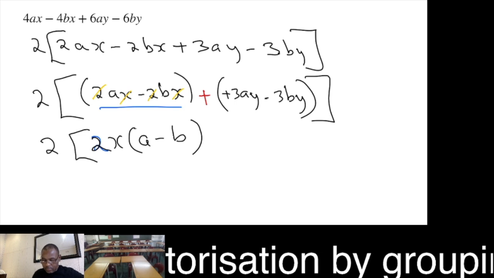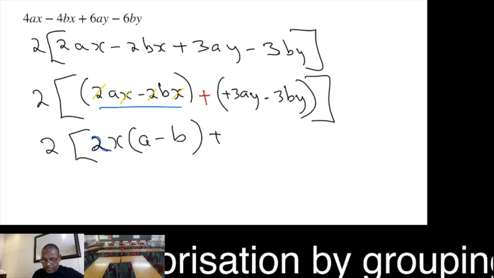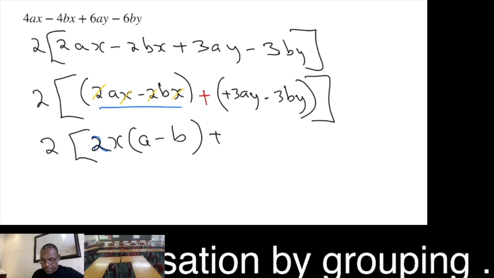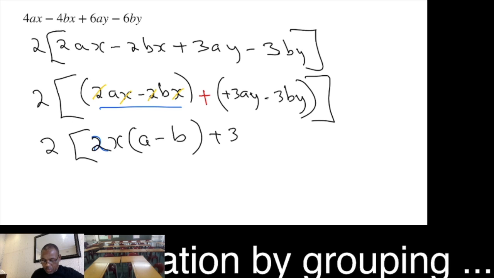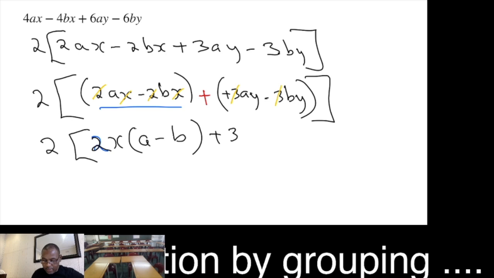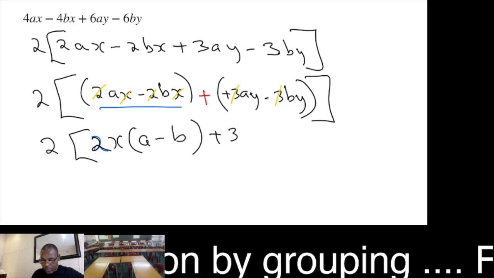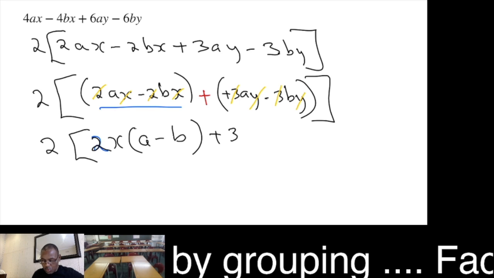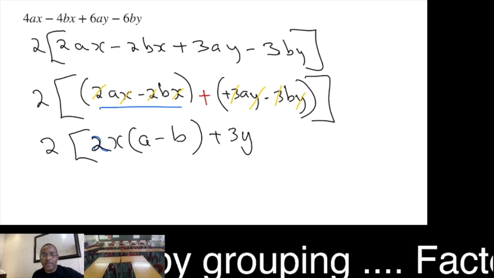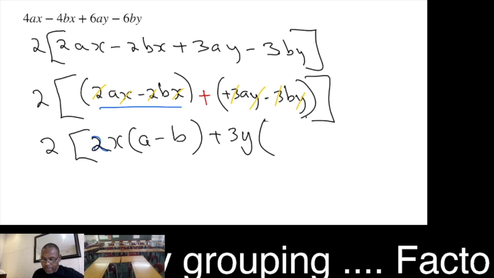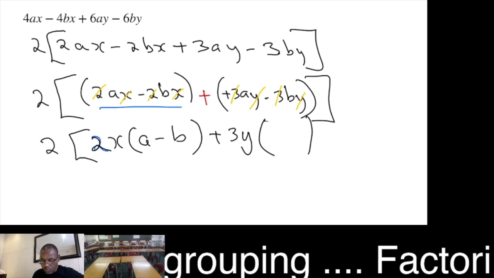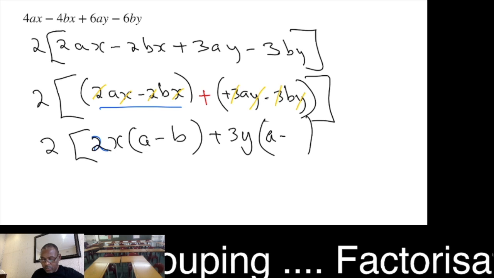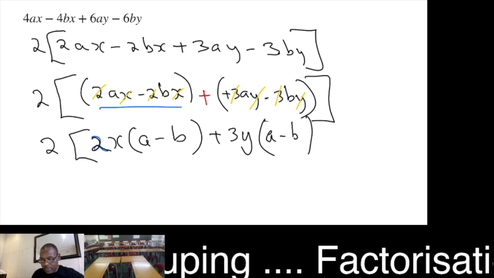Right, then the next one there, what is common? Can you see 3? Right, 3 is common. There is a 3 here and a 3 there, so 3 is common. And what else is common? See, there is a y there and a y there, so 3y is common. Right, so if 3 and y are outside, you will notice inside there you then remain with a minus b.